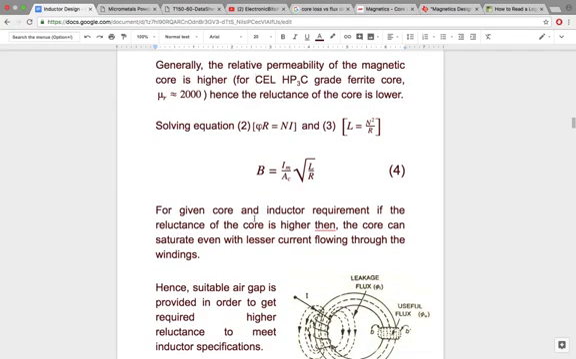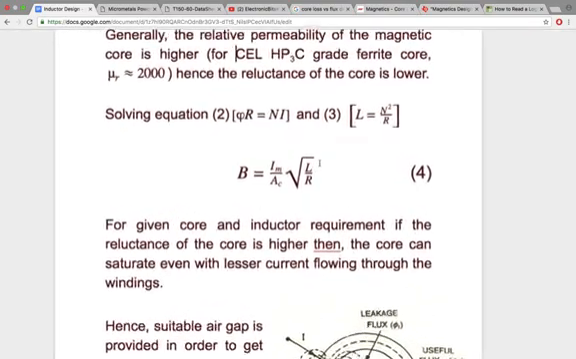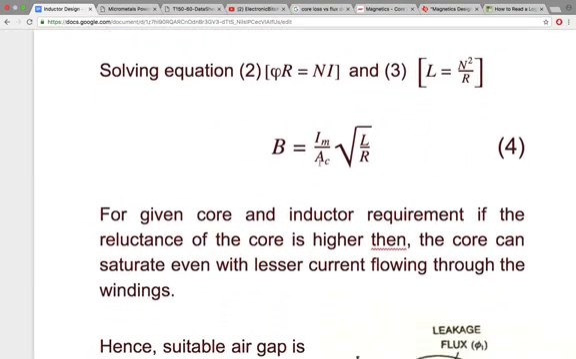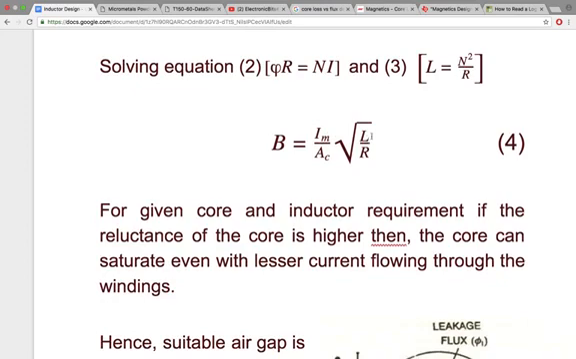So what it tells is, if you have some inductance requirement, then your Im will be fixed and your value of inductance will be fixed. If you have already selected the core, your Ac will also be fixed. So in that case, you can see the relationship between B and R.